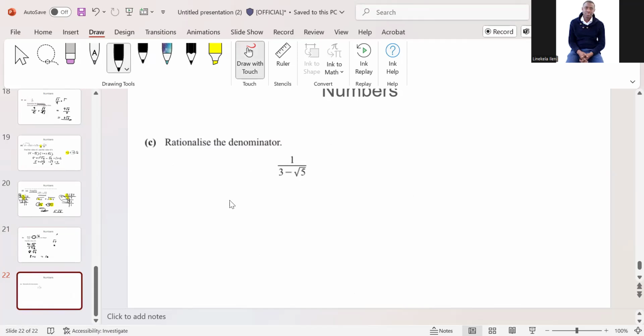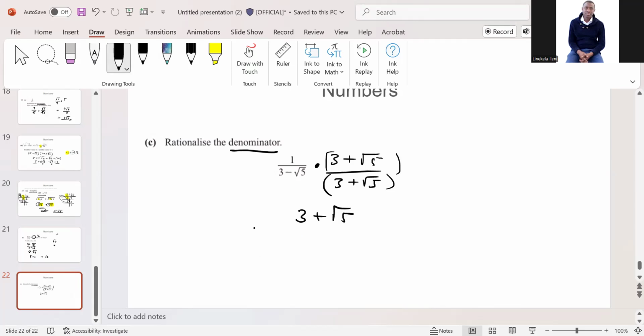Okay, and then the last one for numbers is surds again. But this time around, we are rationalizing the denominator. But you see now here, I've got more than 2 terms. To rationalize, it simply means I must get rid of this root. And if I've got things that are like this, I must use the opposite of that, where I'm adding. Put that into brackets like that. And then I go 1 times that. It's going to give me 3 plus the square root of 5.